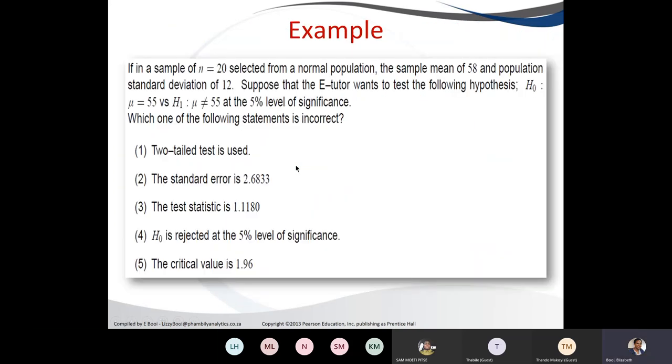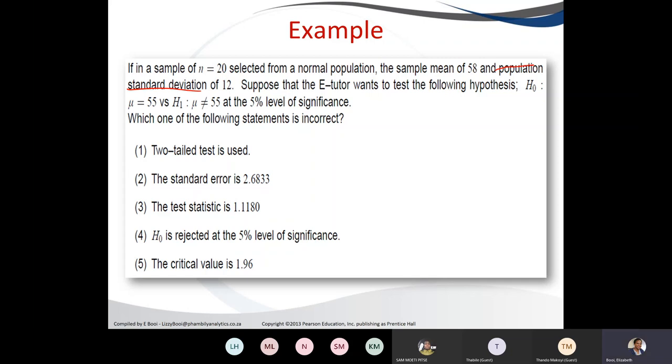No questions. Okay. Let's do another example. If in a sample of n equals 20 selected from a normal population, the sample mean is 58, the population standard deviation is 12, then it means my population standard deviation is given. Suppose that the e-tutor wants to test the following hypothesis.